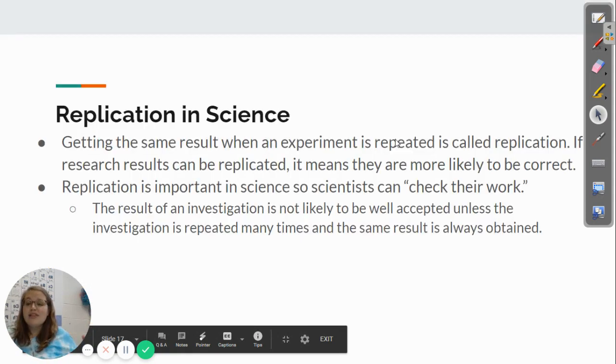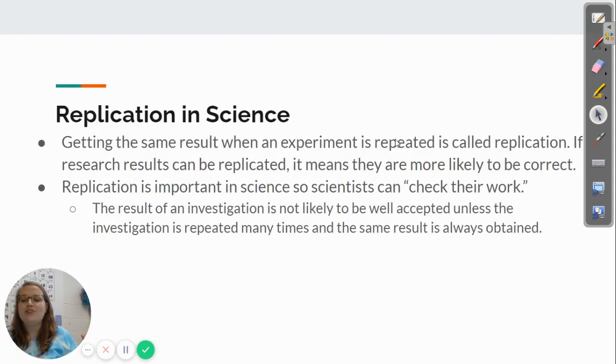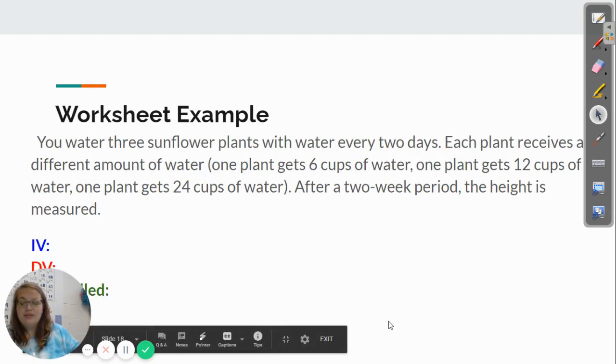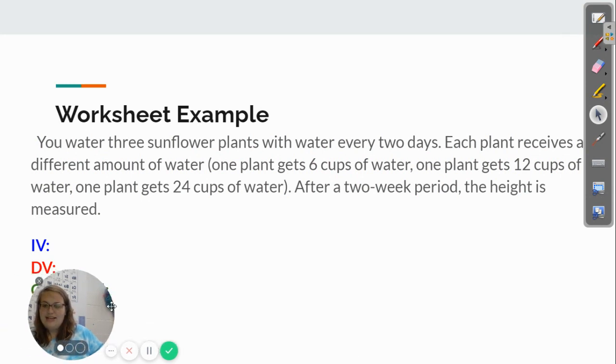The reason why we do all this stuff in science is so that we can replicate our data and be able to use it again. We want someone else to be able to repeat our experiment and get similar results. And if we have all of our variables set up the same way and everything makes sense logically, then someone else can check to make sure that what we did wasn't a fluke. It makes sense. So that's the reason why we do these things. So let's do some examples of identifying our variables.